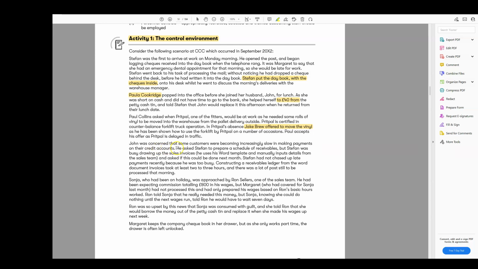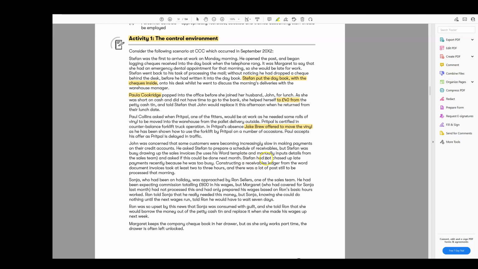John was concerned that some customers were becoming increasingly slow in making payment on their credit account. He asked Stephen to prepare a schedule of receivables, but Stephen was busy drawing up the sales invoices. He uses his Word template and manually inputs details from the sales team and asked if this could be done next month. Stephen had not chased up late payments recently because he was so busy.